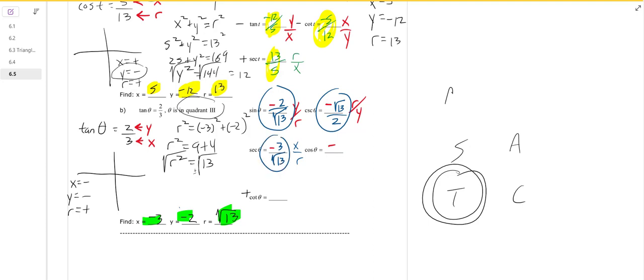The cosine would be the reciprocal, and then the cotangent's x over y. And notice on this, if you do x over y, you get negative 3 over negative 2. That's why you're getting a positive value anyway. Okay, so that's how that works out. So those are good exercises. It's a matter of finding x, y, and r. And if you know the trig definitions, nothing to it. And Pythagorean theorem is a part of that too, to find that missing variable.